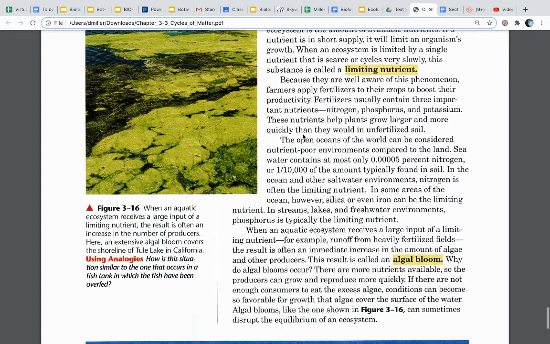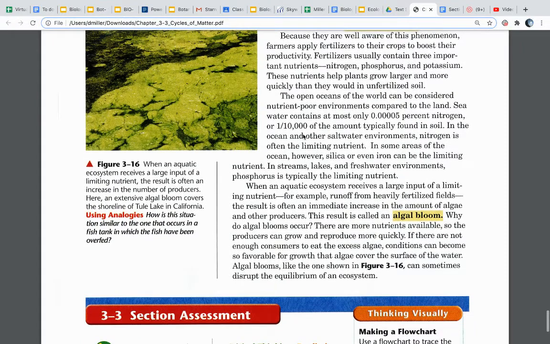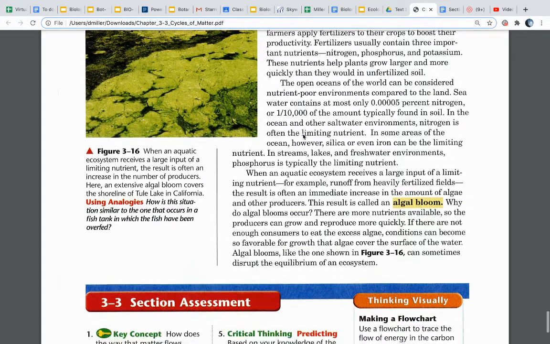Because they are well aware of this phenomenon, farmers apply fertilizers to their crops to boost their productivity. Fertilizers usually contain 3 important nutrients: nitrogen, phosphorus, and potassium. These nutrients help plants grow larger and more quickly than they would in unfertilized soil. The open oceans of the world can be considered nutrient-poor environments compared to the land. Seawater contains at most only 0.00005% nitrogen, or 1/10,000th of the amount typically found in soil.